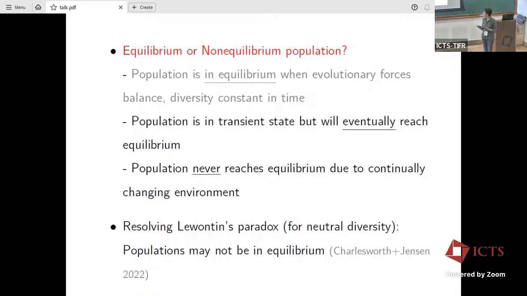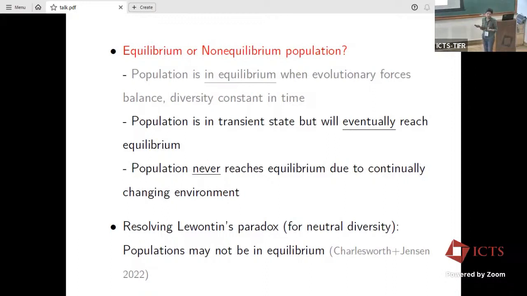Another situation is that perhaps the population never reaches equilibrium. It is always changing with time. A classical, simple possibility is, for example, if the environment is changing with time. Suppose the population size is continually changing with time, selection is changing continually with time. Of course, the diversity will not become independent of time. So these two situations are what I will focus on later on. But I will start with the simple situation of equilibrium to begin with.